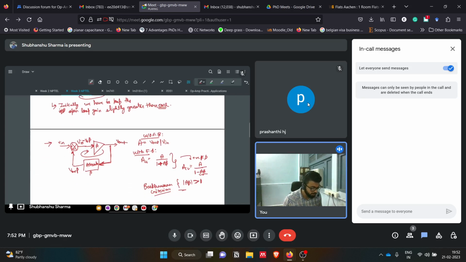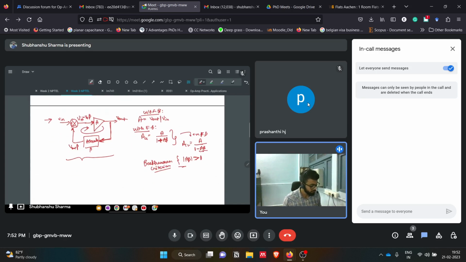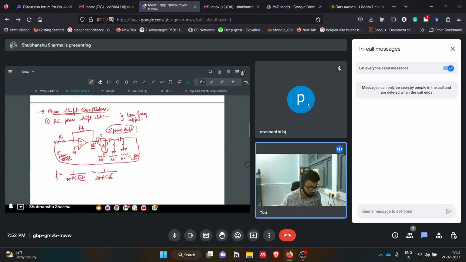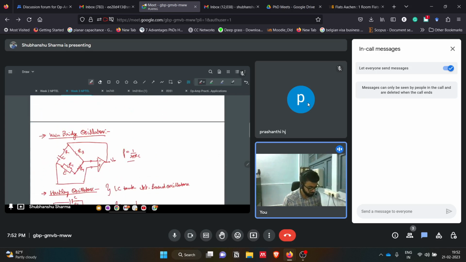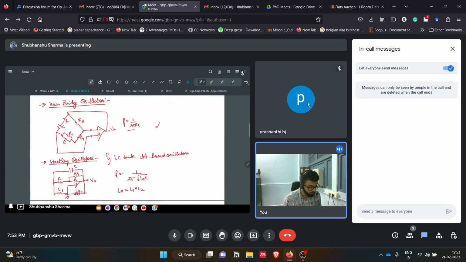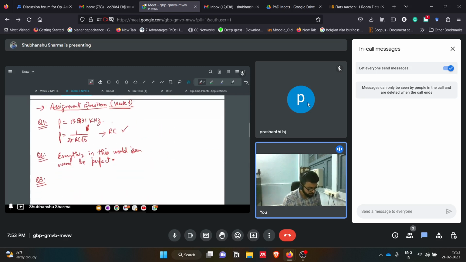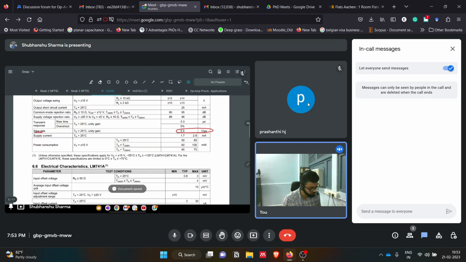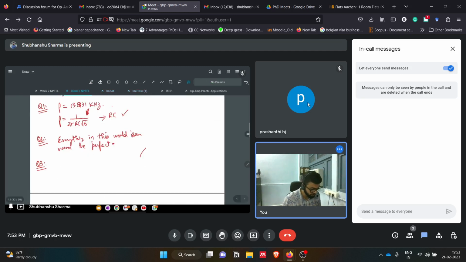Then we analyzed the basic circuitry of an amplifier circuit with feedback, and we saw the Barkhausen criteria. Then there was the phase shift oscillator, which we studied. Then we got their frequency, then Wien bridge oscillators, Hartley oscillators, and Colpitts oscillators. Then we discussed the assignment questions and some data sheets: LM741, LM318, and LM351.